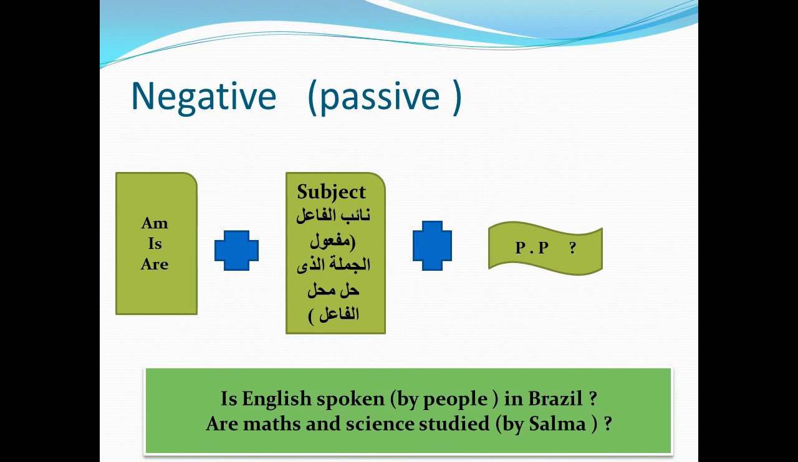In the passive form, we say am, is, are plus subject plus past participle. Of course, here the object comes between am, is, are and the past participle, like is English spoken by people in Brazil, or is English spoken in Brazil? Okay. Are math and science studied by Salma, or are math and science studied?